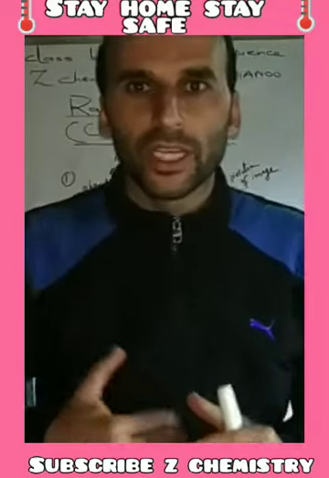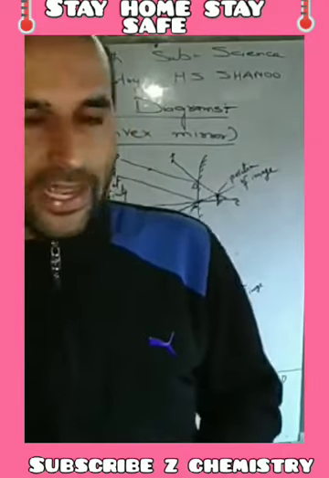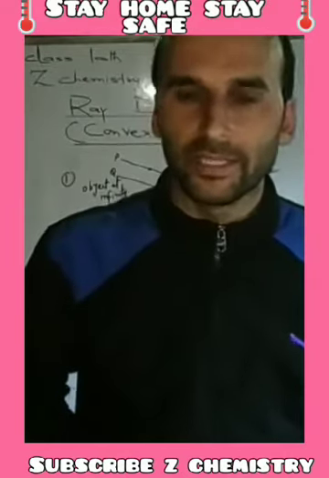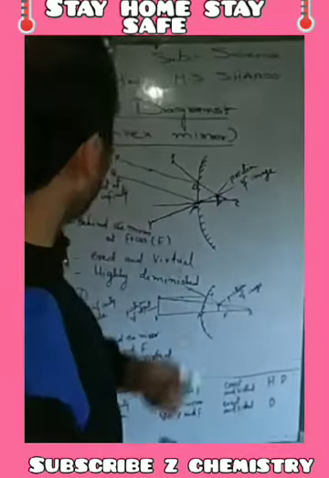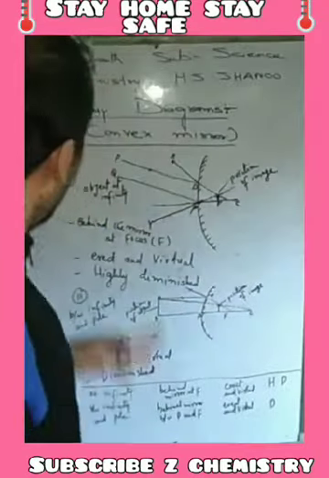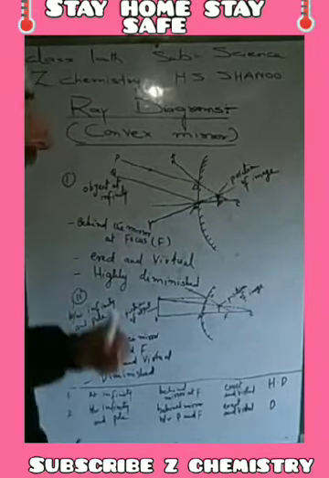On the base of the position of the object, the nature of image, the size of image, or we can state that the position of image can be known. Hence, we will start our topic with the first case. In this particular case, we kept the object at infinity.